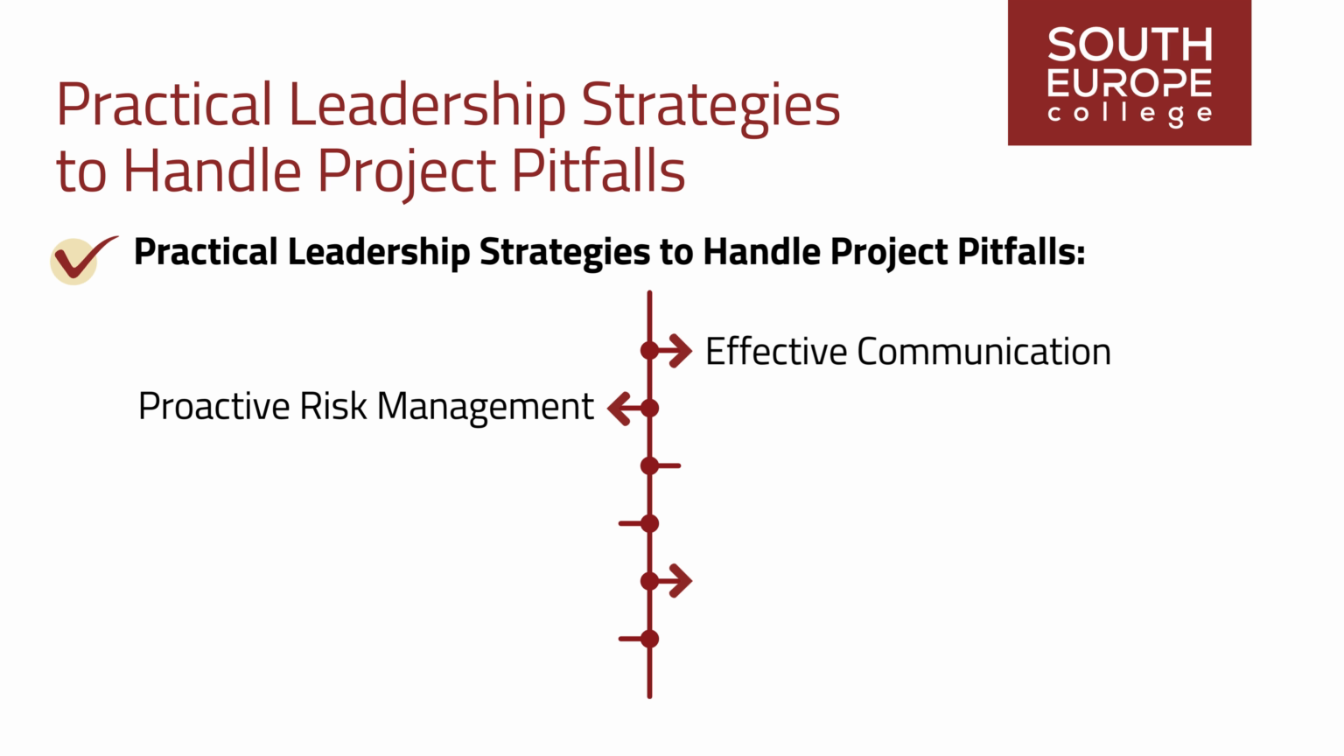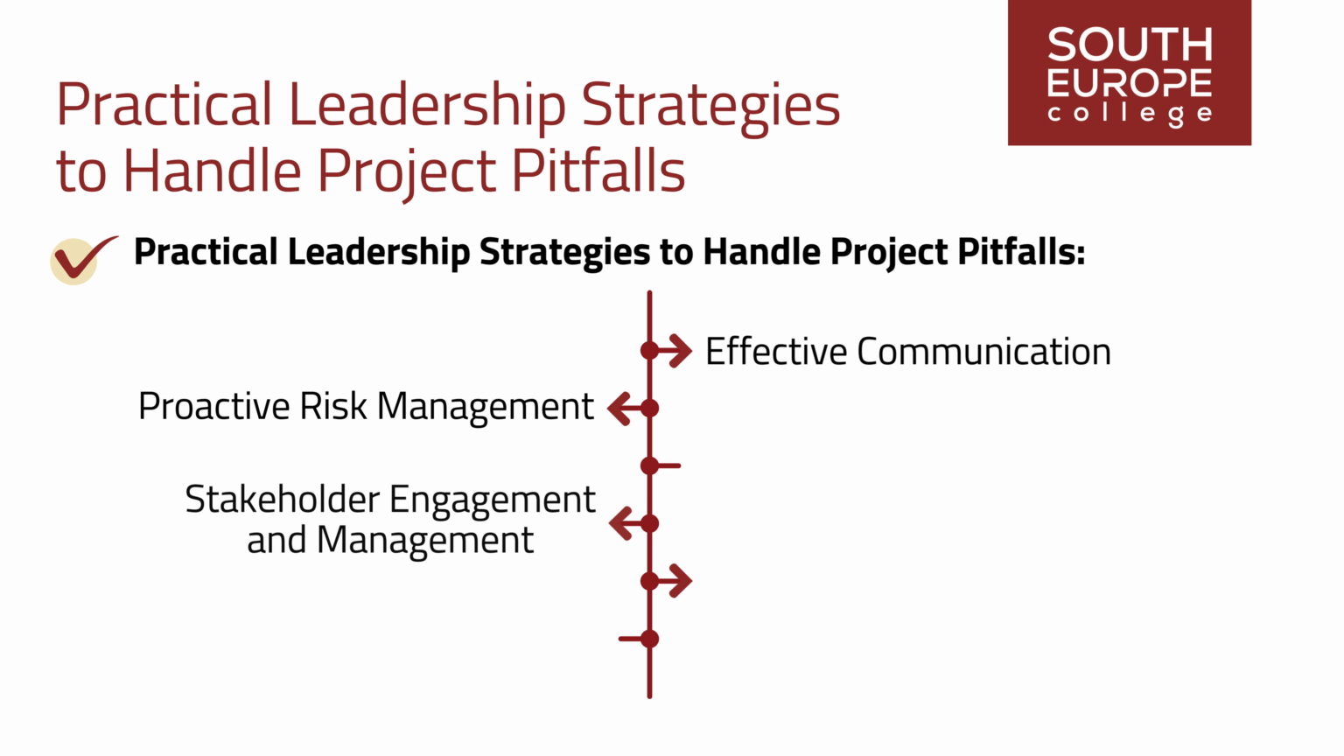Effective communication. Clear and effective communication is essential for navigating project pitfalls. Project leaders should establish open lines of communication with team members, stakeholders, and other relevant parties to ensure transparency, alignment, and collaboration. Regular project meetings, status updates, and progress reports can help keep stakeholders informed and engaged, facilitating smoother project execution.